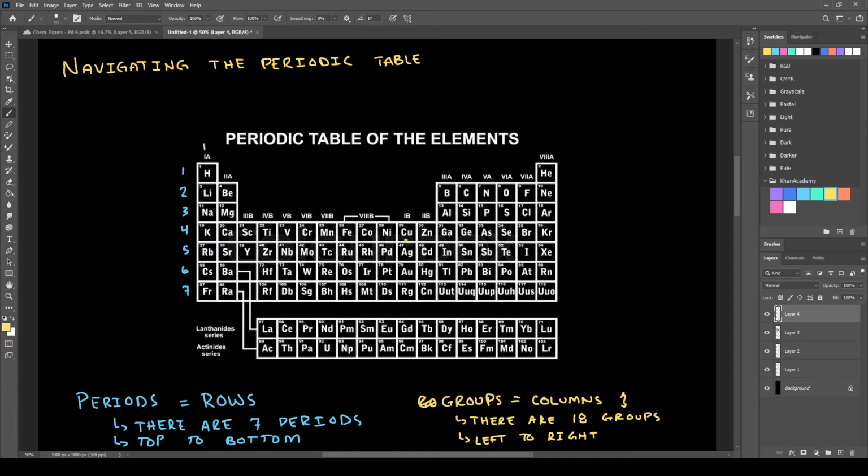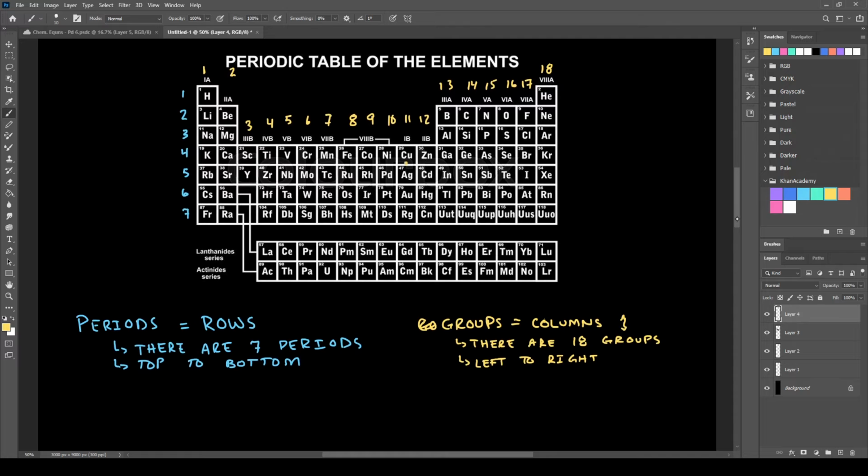So on the left, 1, 2, 3, 4, 5, 6, 7, 8, 9, 10, 11, 12, 13, 14, 15, 16, 17, and 18. And so we can use the periods and groups as kind of a battleship grid to help us identify or find elements within the periodic table. Let's do a quick example of that.